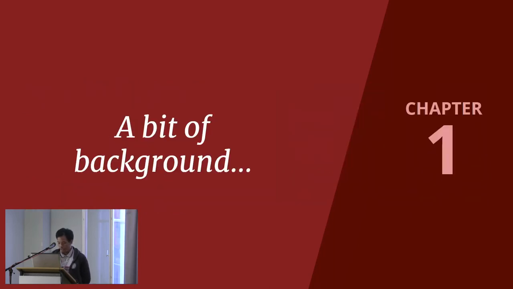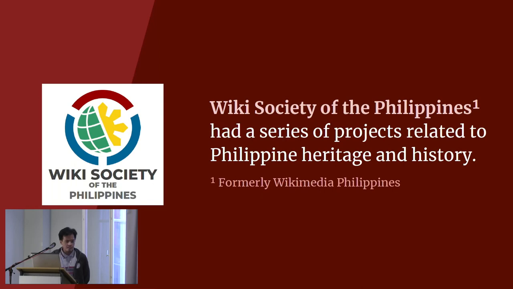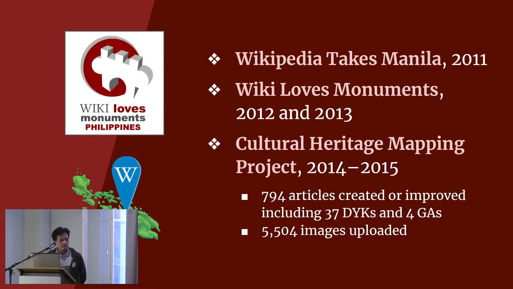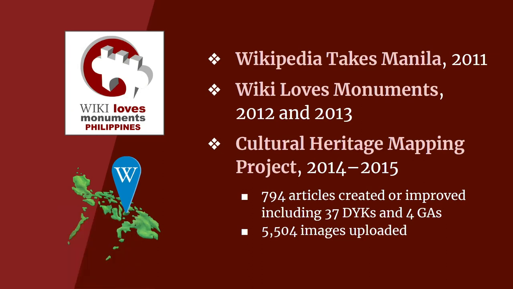And I'll give you a bit of background. Wikisociety of the Philippines, formerly Wikimedia Philippines, had a series of projects related to Philippine heritage and history. So we have the usual photo contests, Wikipedia Takes Manila, Wiki Loves Monuments. And then our major project was the Cultural Heritage Mapping Project, back in 2014 to 2015. In that project, we trained volunteers to edit articles related to cultural heritage. And this is our biggest and most successful project that we had.